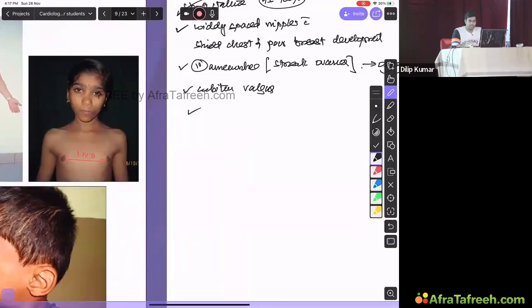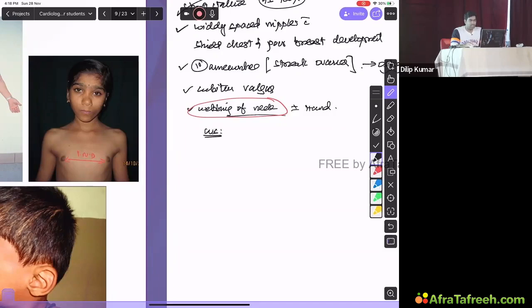And there are some other features like webbing of the neck. Webbing of the neck. And plus or minus hand involvement also can be there. Generally, this webbing of the neck correlates with cardiovascular abnormalities. If there is webbing, that increases the risk of CVS anomalies. That has some correlation with cardiovascular problems.